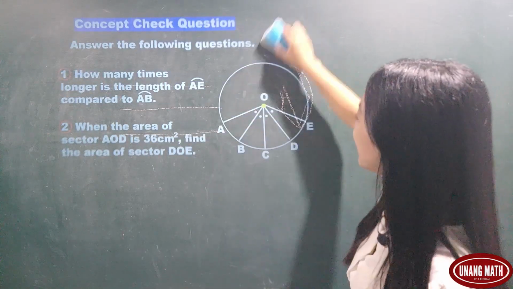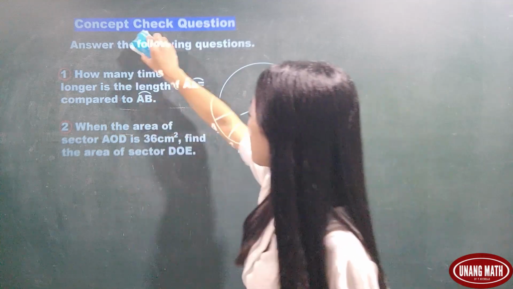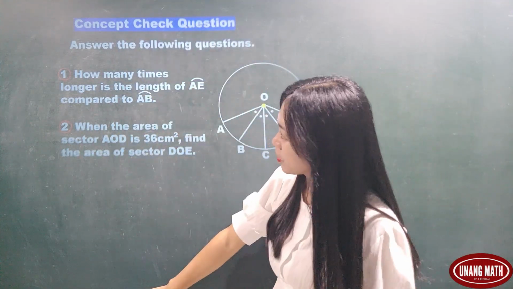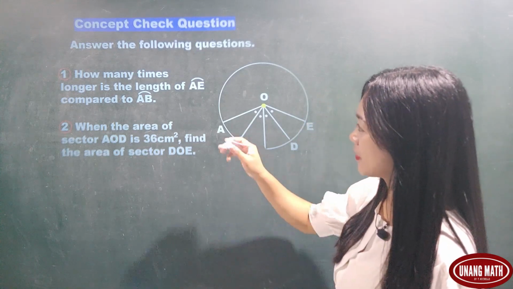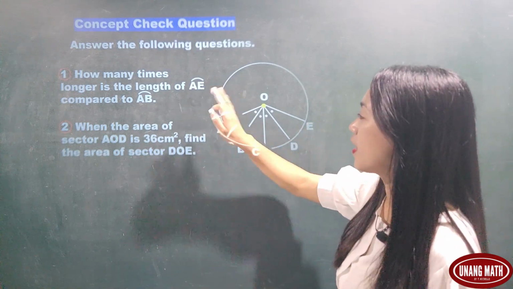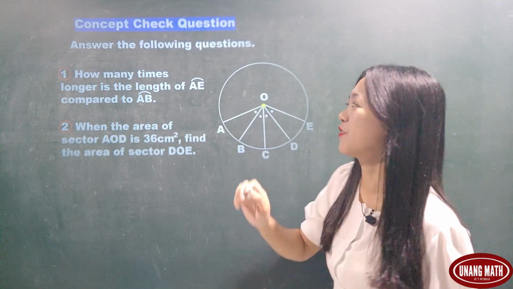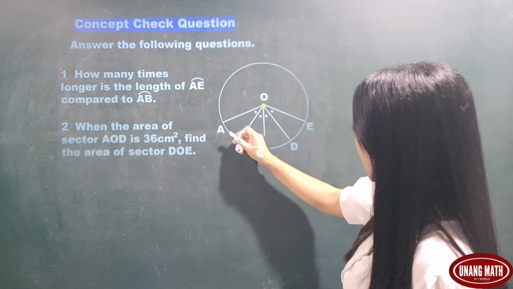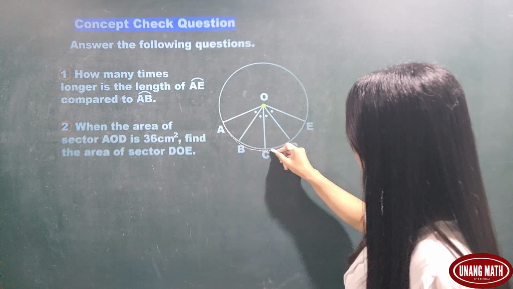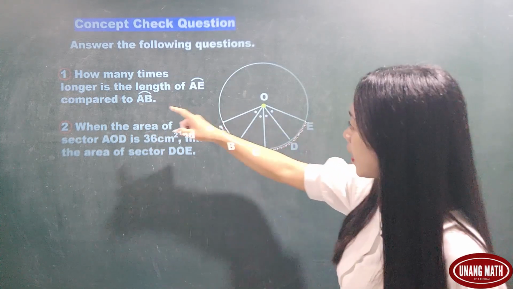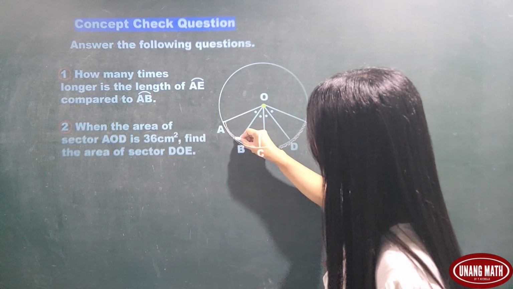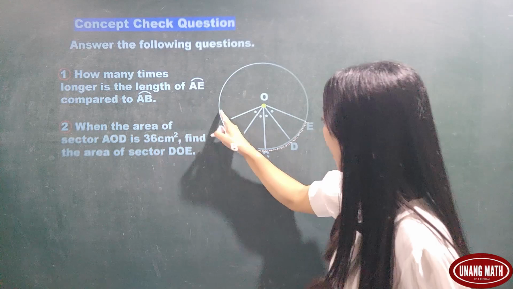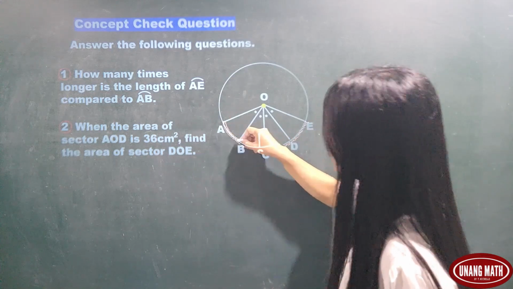Okay, so let's answer now this concept check question. First question is, how many times longer is the length of arc AE compared to arc AB? So this is our circle. Arc AE is this arc. AB is this arc. It's asking how many times longer is arc AE to arc AB.